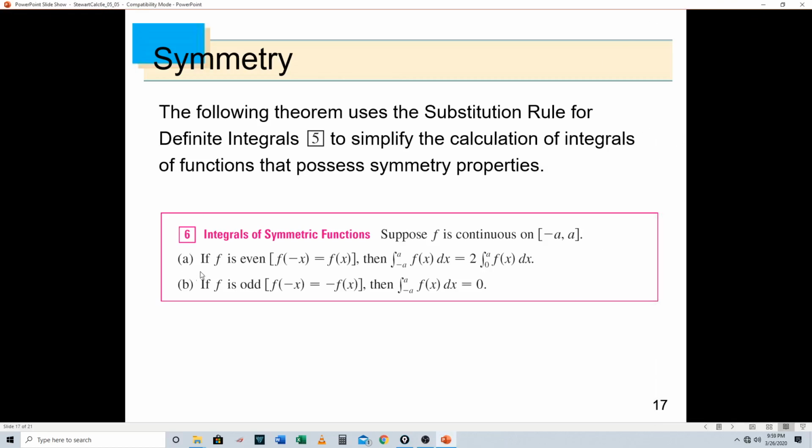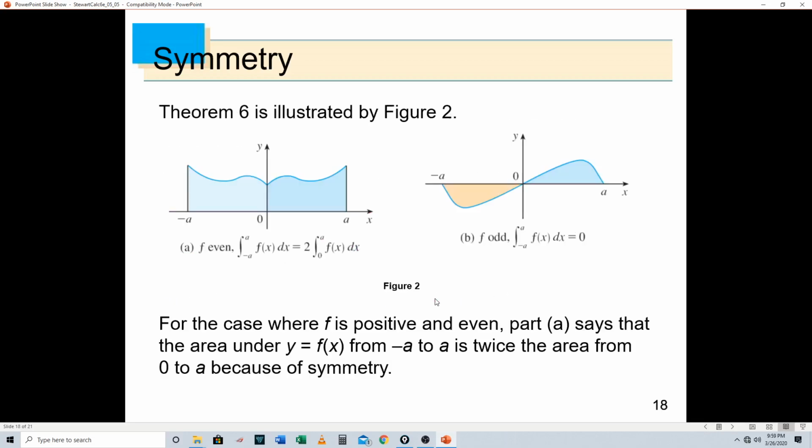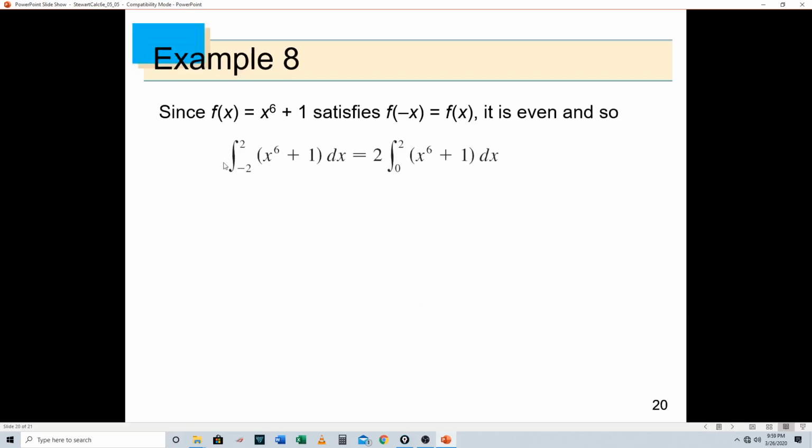All right, so here we have some properties. If the function is even, an even function, that means f of negative x equals f of x, then the integral from negative a to a can be rewritten as 2 times the integral of 0 to a, f of x dx. If it's odd, then this is automatically 0. So an example of this. All right. This is an even function. So the integral of negative 2 to 2 of f of x plus 6 plus 1 dx is equal to 2 times the integral of 0 to 2.